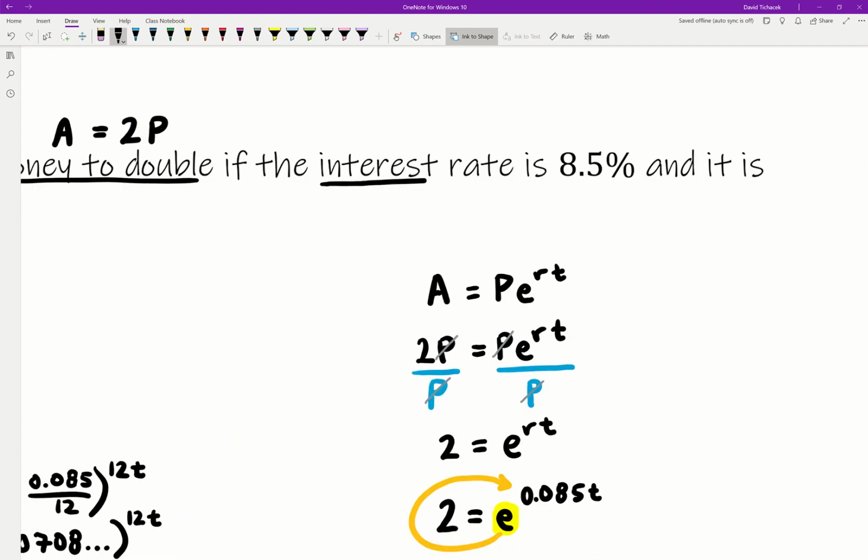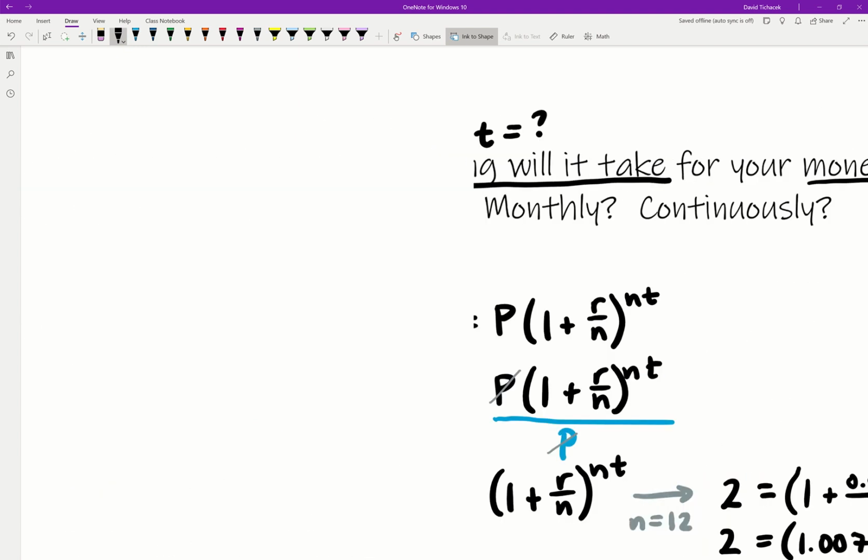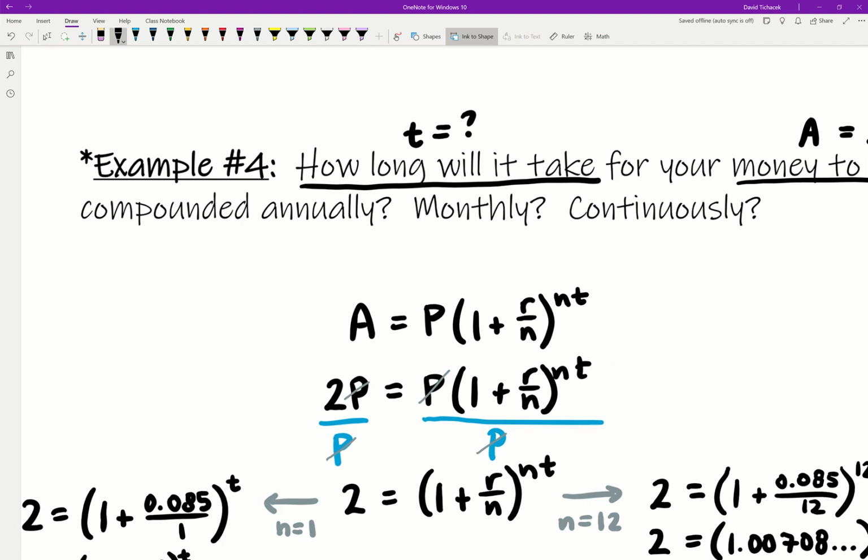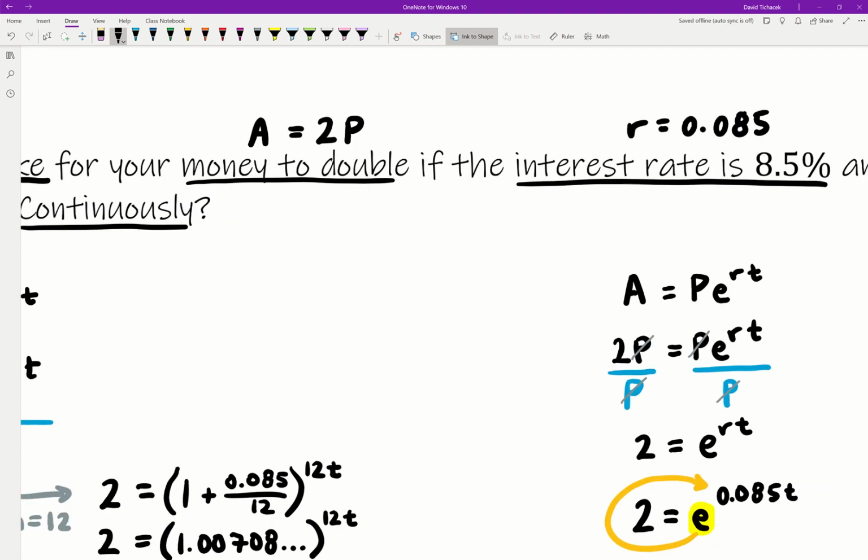It says here that the interest rate is 8.5%. Don't forget to divide that by 100. That's going to be 0.085. And then finally, it's going to say compounded annually, compounded monthly, or compounded continuously. Just real quick, when they say annually, that means once a year. When they say monthly, that means once per month, so 12 times per year because there's 12 months in a year. And for continuously, remember, that means we're using the special formula involving Euler's number.